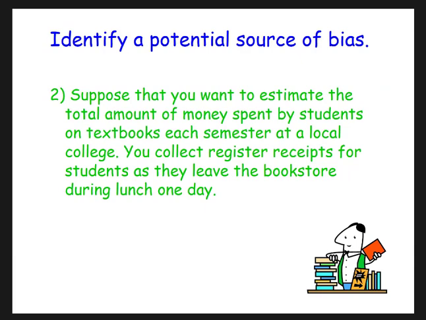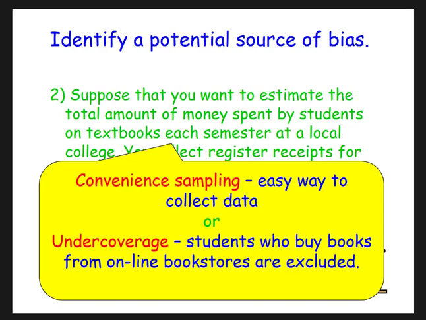Suppose that you want to estimate the total amount of money spent by students on textbooks each semester at a local college. You collect register receipts for students as they leave the bookstore during lunch one day. Well, there's undercoverage here as well, because students that weren't in the bookstore at that time wouldn't be part of the sample. Students who worked at that time of day or had class and couldn't get to the bookstore would not be included. They'd be excluded. They'd be undercovered. But it's also a convenience sample. You showed up and just did it during this period of time. It was convenient for you, an easy way to collect that data.